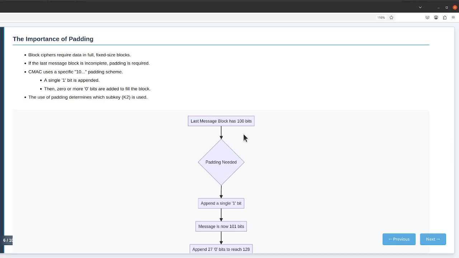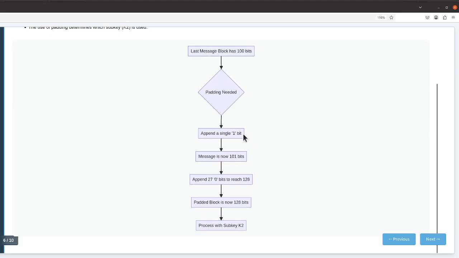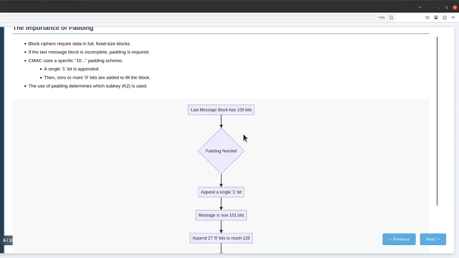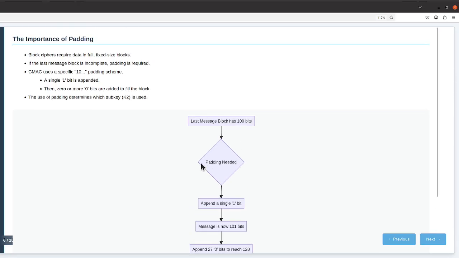But what happens when the message does not perfectly divide into these blocks? This is where padding comes in. Padding is the process of adding extra bits to the last block of a message to make it a full block. In CMAC, the padding scheme is very specific and crucial for its security.